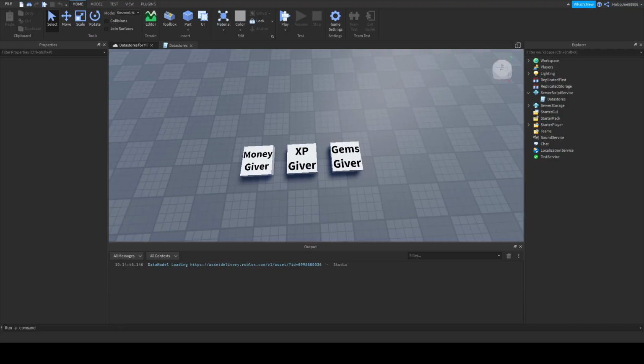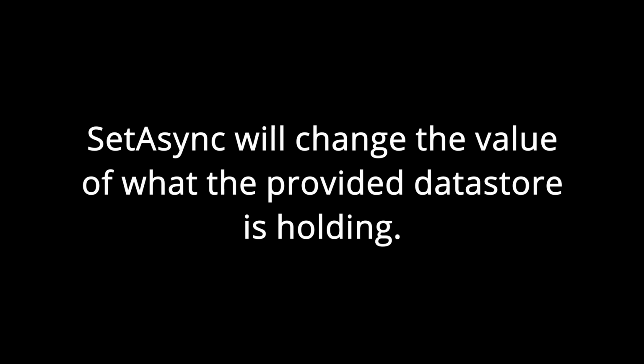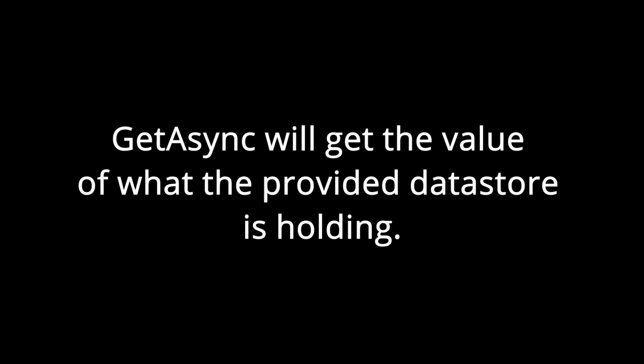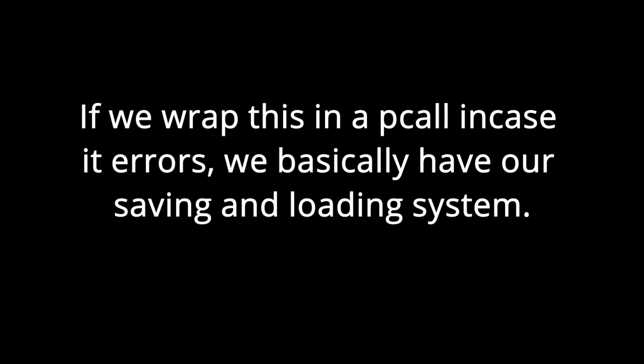Let's go over the main functions in Datastore. When you are using the Roblox Datastore service, the two functions that you will be using to save and load your player data are SetAsync and GetAsync. SetAsync will change the value of what the provided Datastore is holding, and GetAsync will get the value of what the provided Datastore is holding. If we wrap this in a pcall in case of errors, we basically have our saving and loading system.